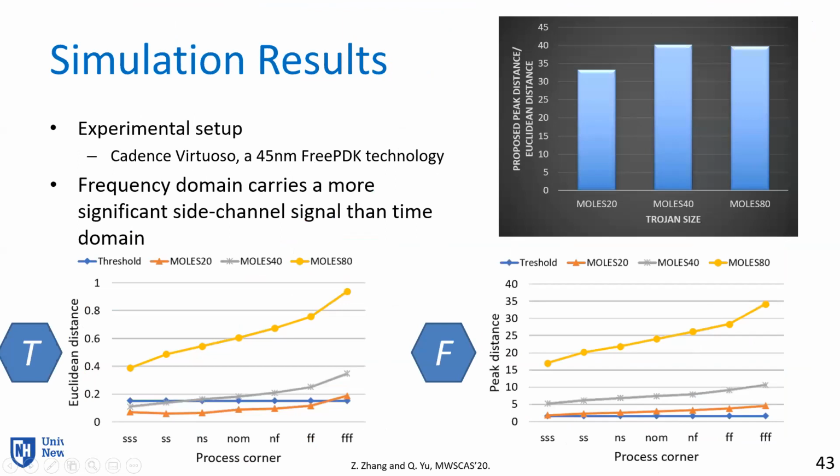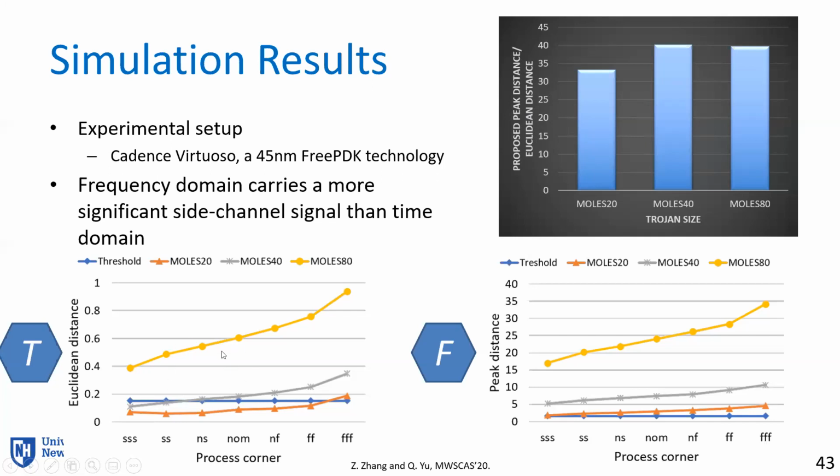So this is one key simulation result we have. On the top pictures, we compare the peak distance metric we come up with versus the Euclidean distance normally people use in the time domain comparison. You will see that the peak distance metric gives us a much higher difference between Trojan-in and Trojan-free cases, about 30 times or 40 times higher than Euclidean distance. Because it's a metric, we're able to increase our Trojan detection rate with fewer false positives.